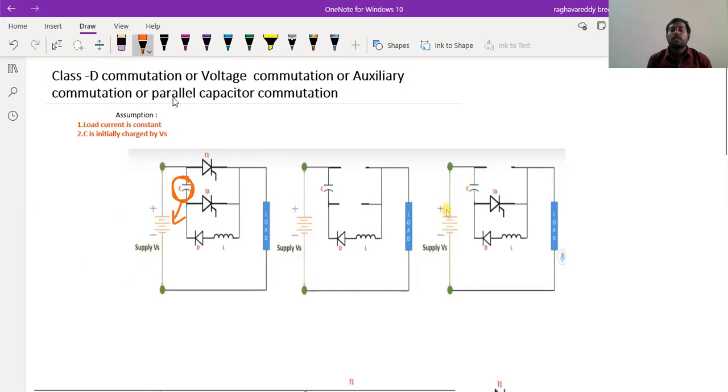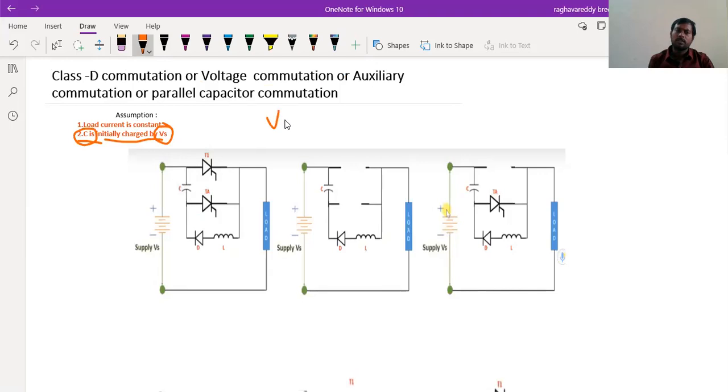Before I proceed, there are two assumptions required to understand this concept. One is that the load current is constant throughout the operation. And second, the capacitor is initially charged by the supply voltage, that is, the voltage Vs across the capacitor is equal to the supply voltage. These are the assumptions required to understand the concept.